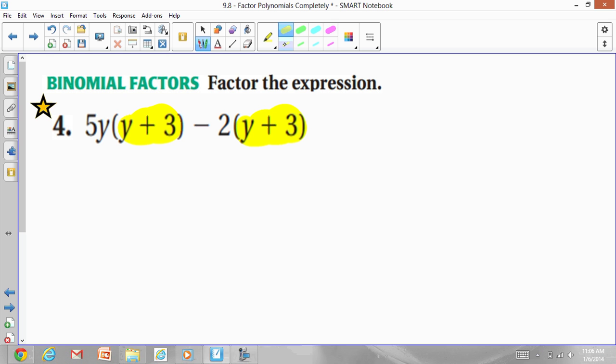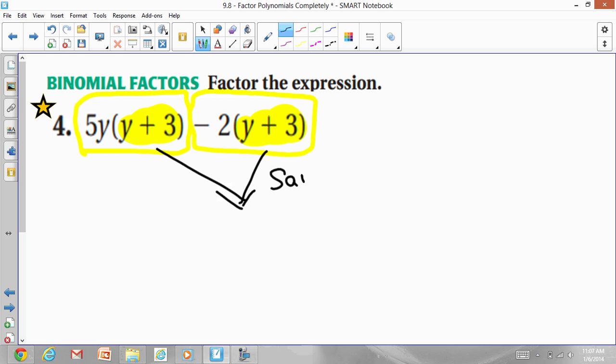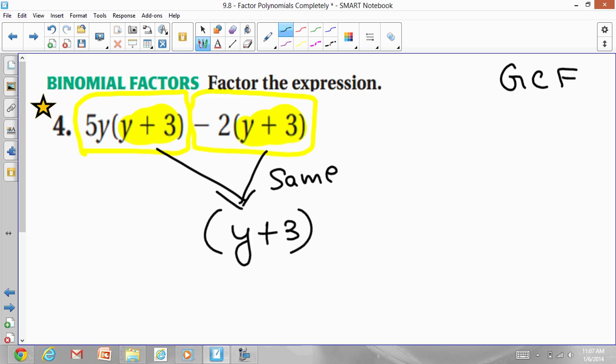If I break it apart into 2 portions, this is one part of the question and this is the second part of the question. So this is first and this is the second. In both parts, you have y plus 3. Once you recognize that in the first part and the second part you have y plus 3, they are both the same. So I'm going to pull out the y plus 3, which is common. This is basically your greatest common factor, pulling out something that is common.